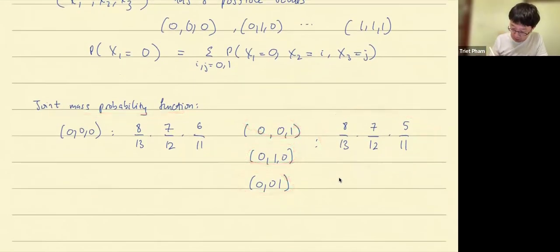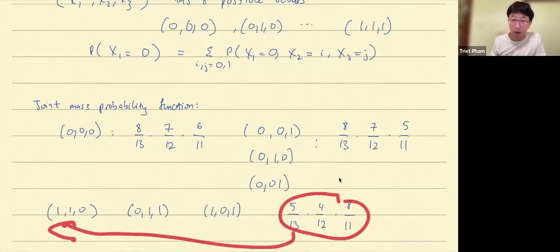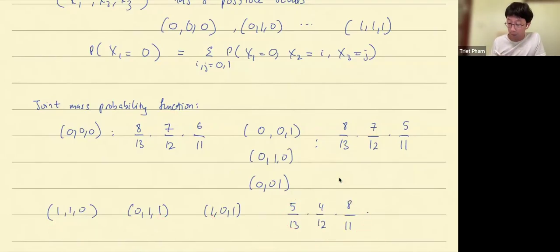Similarly, the joint mass probability function for 1, 1, 0, 0, 1, 1, and 1, 0, 1, right? They're all what? So you need two whites, right? So 5 over 13, 4 over 12, and then 1 red, right? Like that. Of course, when we do this, we're thinking of this particular case. But when you look at these two other ones, they both come out to be the same number.